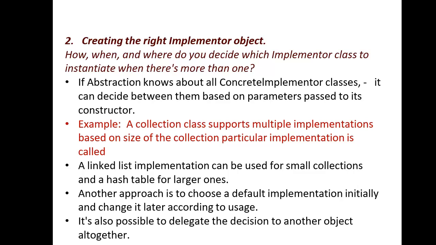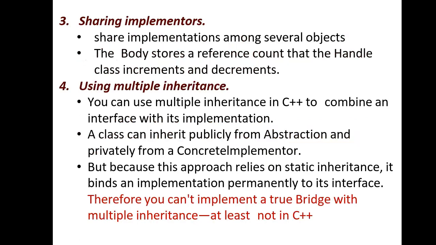Creating the right implementer object: how, when, and where do you decide which implementer class to instantiate when there is more than one? If abstraction knows about all concrete implementer classes, it can decide between them based on the parameters passed to the constructor. An example is a collection class that supports multiple implementations based on the size of the collection. A linked list implementation can be used for small collections and a hash table for large ones. Another approach is to choose a default implementation initially and change it later according to usage. It is also possible to delegate the decision to another object altogether.